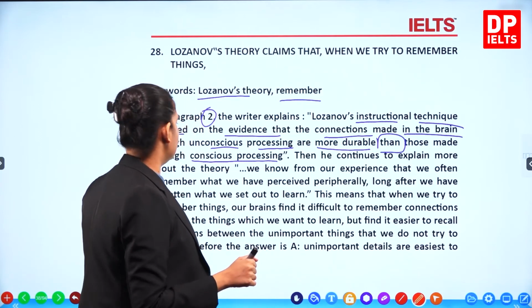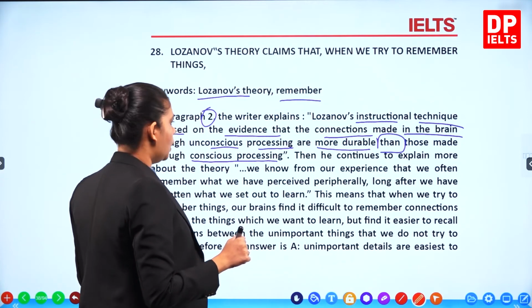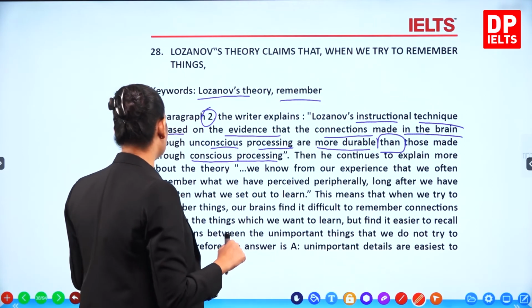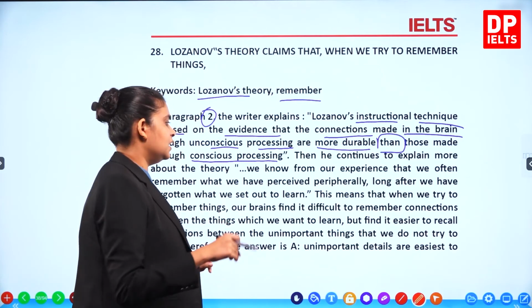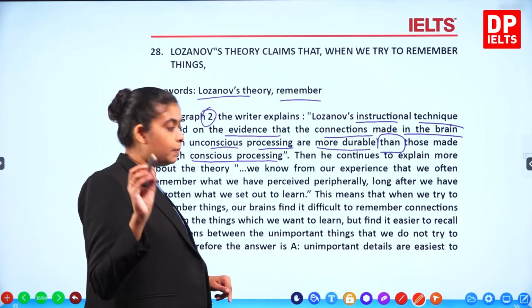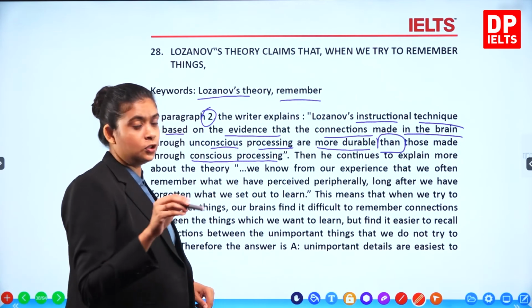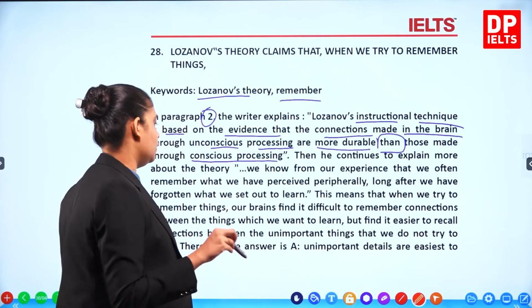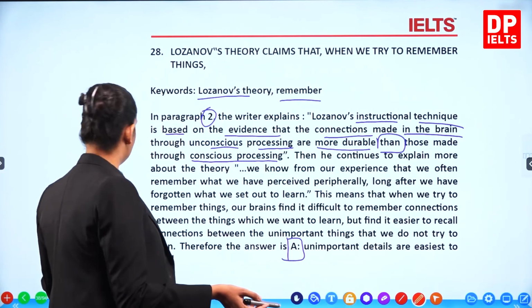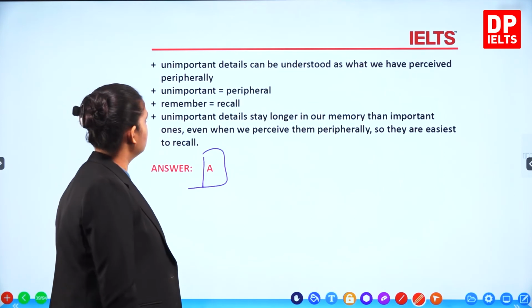We know from our experience that we often remember what we have perceived peripherally, long after we have forgotten what we set out to learn. This means that when we try to remember things, our brains find it difficult to remember connections between the things which we want to learn, but find it easier to recall the connections between the unimportant things that we do not try to learn. Therefore, I think answer is A. Unimportant details are easiest to recall. Okay, I think that is what it's actually talking about.